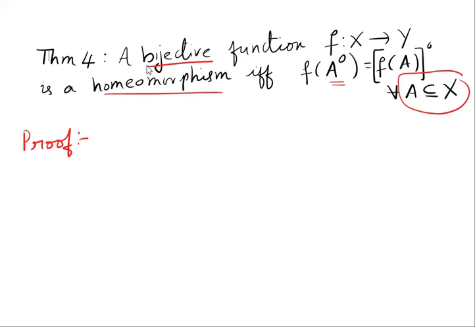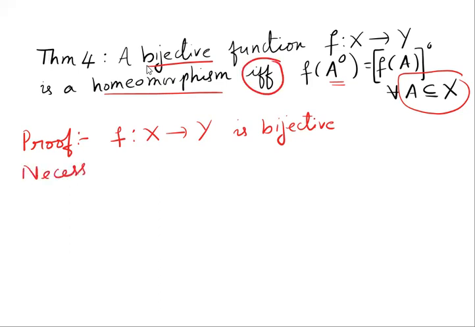Okay. Now, what is basically given? Basically given: f from X to Y is bijective. And also there is an if and only if in the statement, so we have to prove both necessity and sufficiency. So necessary, what is given? Necessary, given f is a homeomorphism.